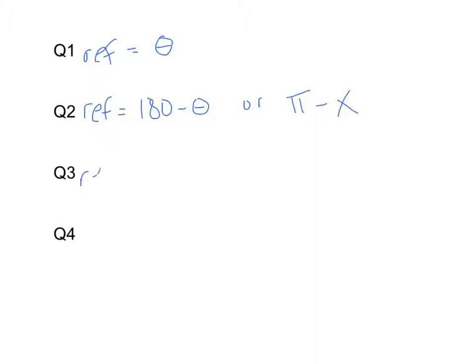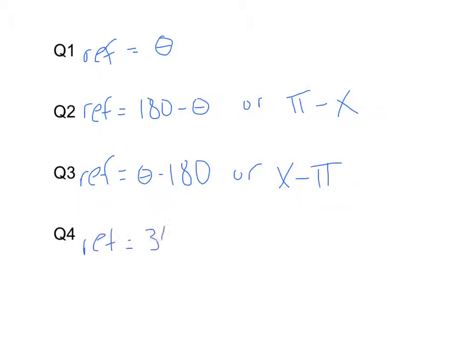In quadrant 3, for my reference angle, I had to subtract again, but this time theta was bigger than 180. So it was theta minus 180, or when it was in radians, it was x minus pi. Then finally in quadrant 4, my reference angle was 360 minus theta, or 2 pi minus x. Now you don't need to memorize these rules. It's going to be a lot easier if you just draw the picture and figure it out from there. But again, these are just some patterns that you've probably seen as you've been doing these. And that's all there is for reference angles.